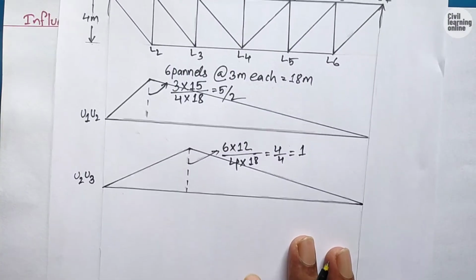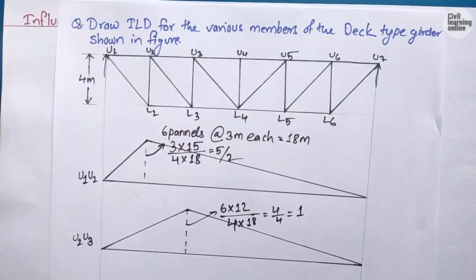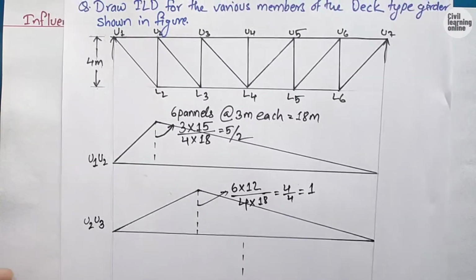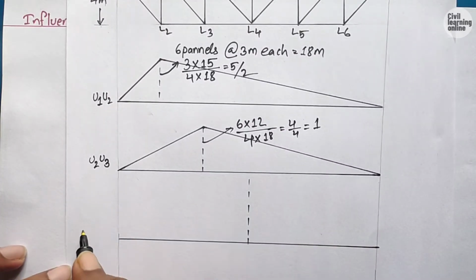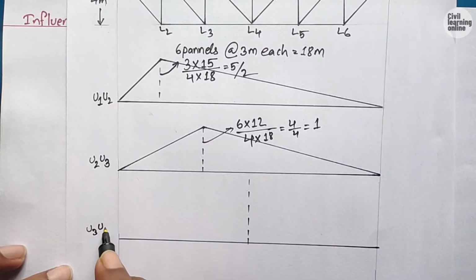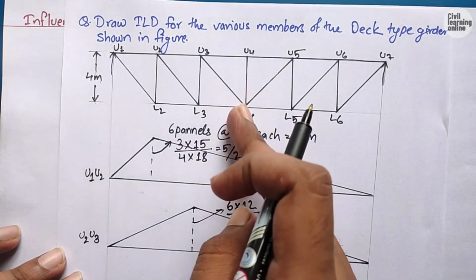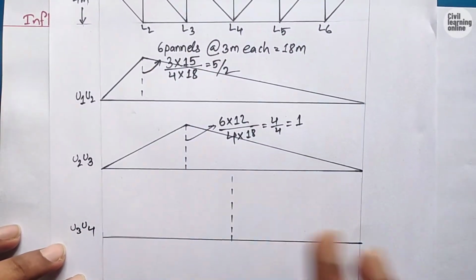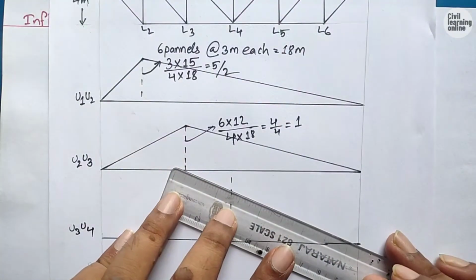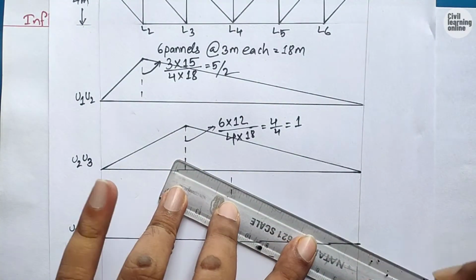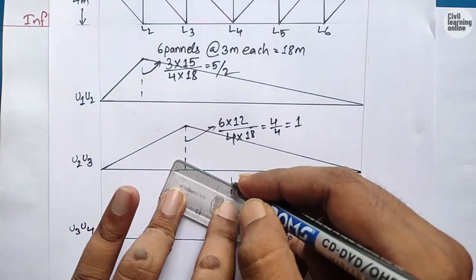Now time for the influence line diagram for U3 and U4. Here I am going to draw the influence line diagram for the members U3 and U4. Here is the member and I have drawn a line along this node L4. Here we go. Now let us join it so that we can easily find the height of the influence line diagram. So here we go.